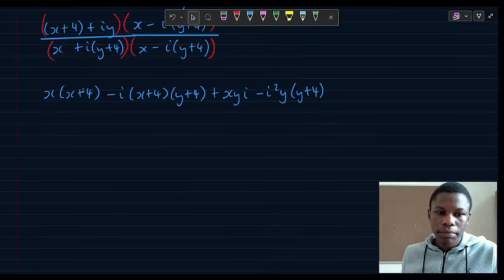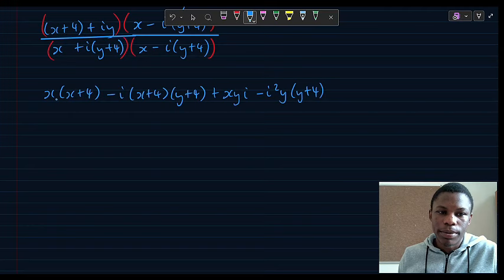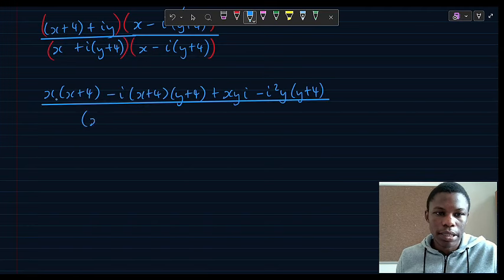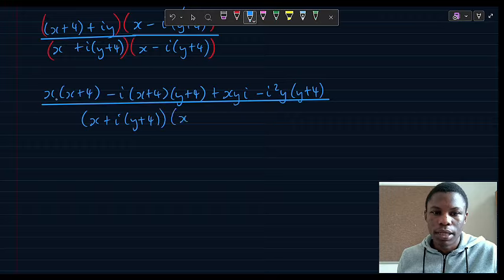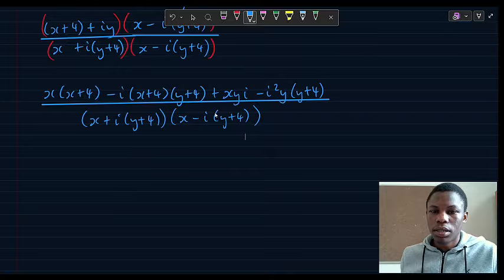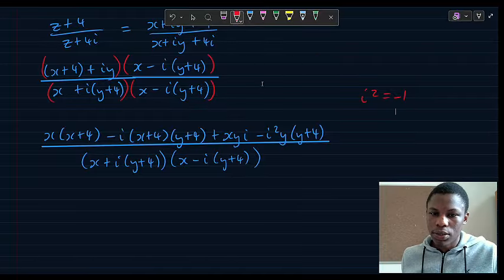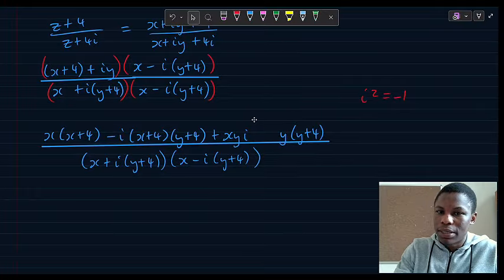I don't actually want to expand my denominator because it's literally useless in this question: (x + i(y + 4)) times (x minus i(y + 4)). So remember that i squared is negative 1. We have got negative i squared here, and that becomes a positive 1.